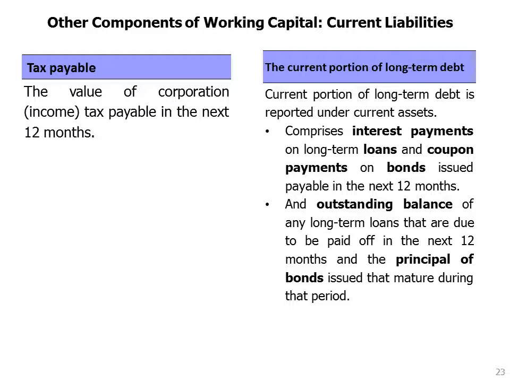Other components of working capital and current liabilities, so tax payable. Tax payable is used to record the value of corporation or income tax payable in the next 12 months. And there may also be the current portion of long-term debt. So this is debt. There are two parts to it: interest payments on long-term loans and coupon payments on bonds that are payable in the next 12 months. And also the outstanding balance of any long-term loans that are due to be paid off in the next 12 months, and the principal of bonds issued that are due to mature during that period, will also appear under current liabilities.